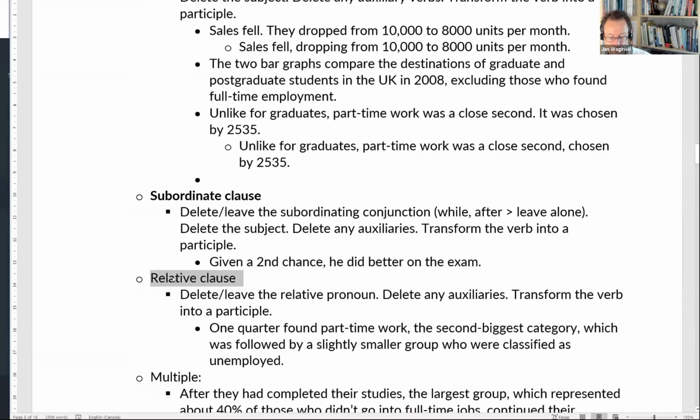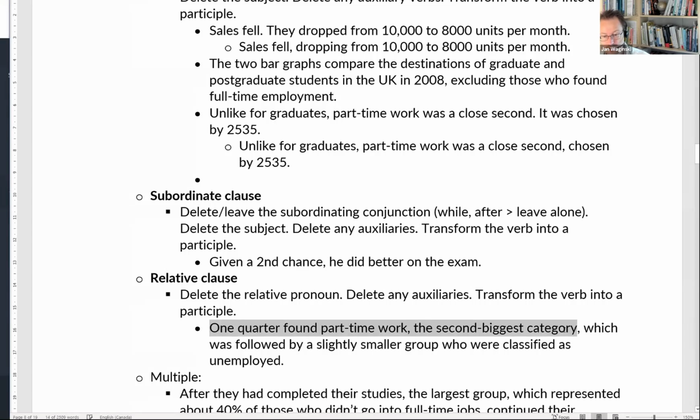Third type, relative clause. And the pattern, again, delete the pronoun, delete auxiliaries, transform the verb into a participle. Let me get rid of this. One quarter found part-time work, the second biggest category. So this is a more complex version of one we just saw, which was followed by a slightly smaller group who were classified as unemployed. Okay, so this is our relative clause. We actually have two relative clauses. We have this relative clause, and then we have this relative clause, which modifies the previous one.